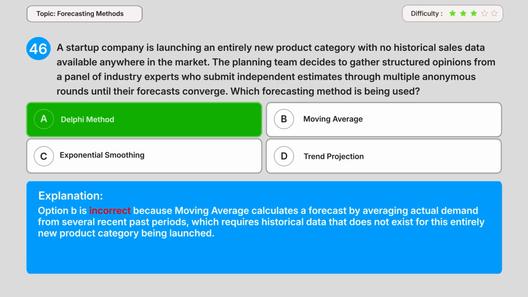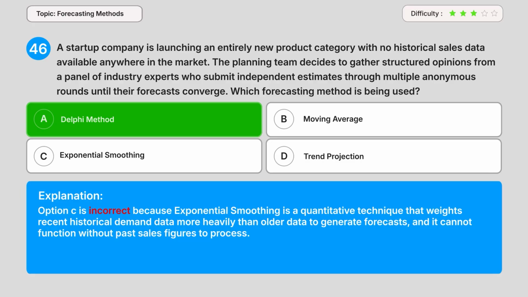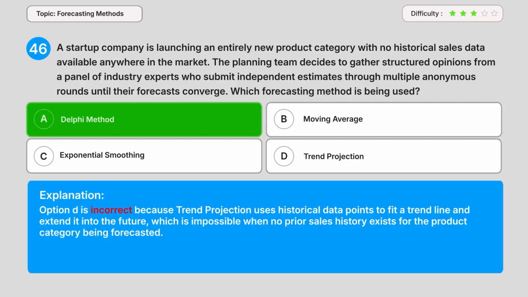Option B is incorrect because moving average calculates a forecast by averaging actual demand from several recent past periods, which requires historical data that does not exist for this entirely new product category being launched. Option C is incorrect because exponential smoothing is a quantitative technique that weights recent historical demand data more heavily than older data to generate forecasts, and it cannot function without past sales figures to process. Option D is incorrect because trend projection uses historical data points to fit a trend line and extend it into the future, which is impossible when no prior sales history exists for the product category being forecasted.